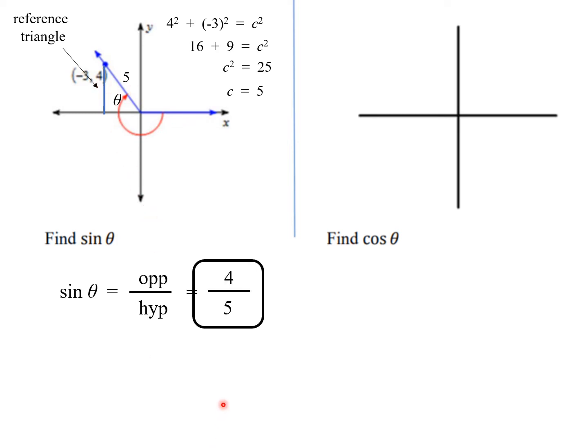All right. All right, let's do another example. Find the cosine of theta. I'm going to sketch one in, and I want to have the point being -6, -2.